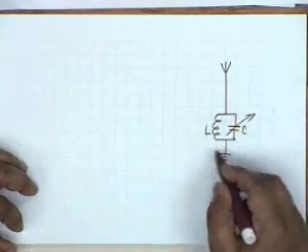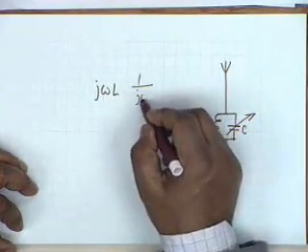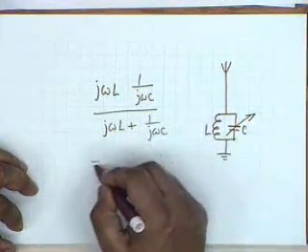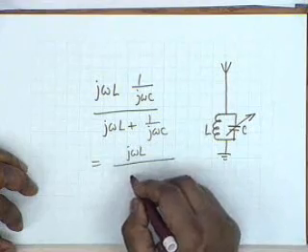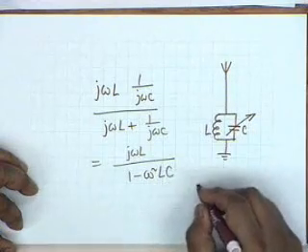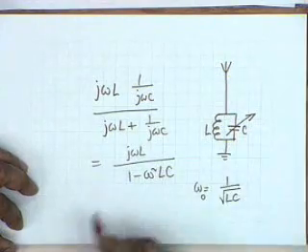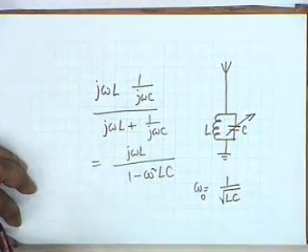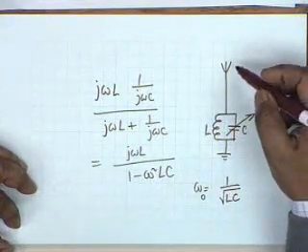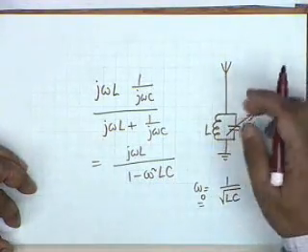Now you see that the impedance of this circuit is j omega L multiplied by 1 by j omega C divided by j omega L plus 1 over j omega C, which is equal to j omega L divided by 1 minus omega squared LC. And you see that at the frequency omega 0 equal to 1 over square root LC, the impedance becomes infinite. Now, impedance becomes infinite means what? That this particular frequency shall be picked up by the circuit.